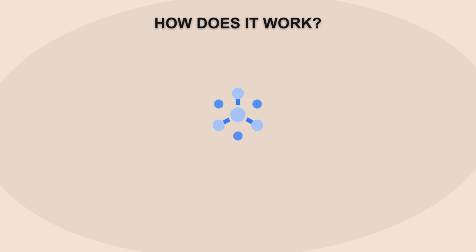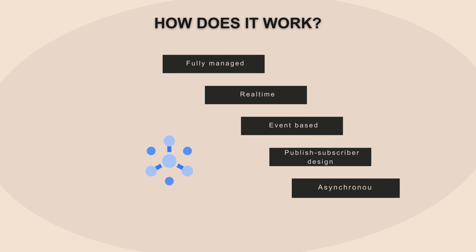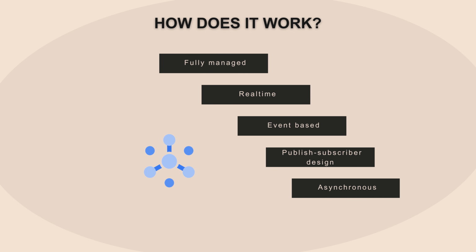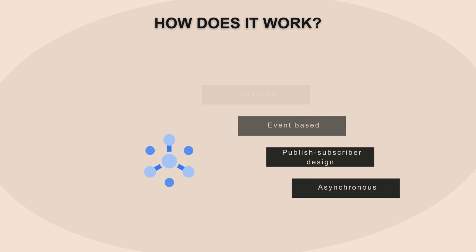GCP PubSub is a powerful, fully managed messaging service designed to enable real-time data ingestion and event distribution. PubSub operates on the publish-subscribe messaging model, where messages are sent by publishers to topics and delivered to subscribers. Here's a breakdown of how it works.